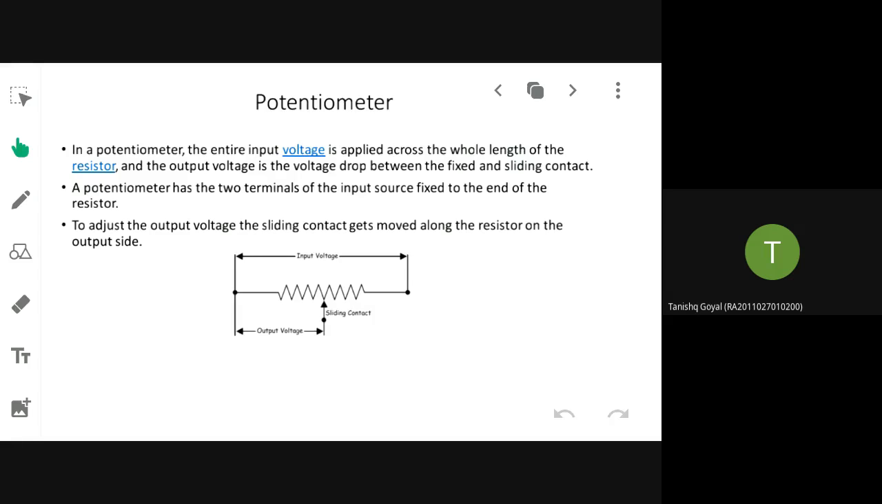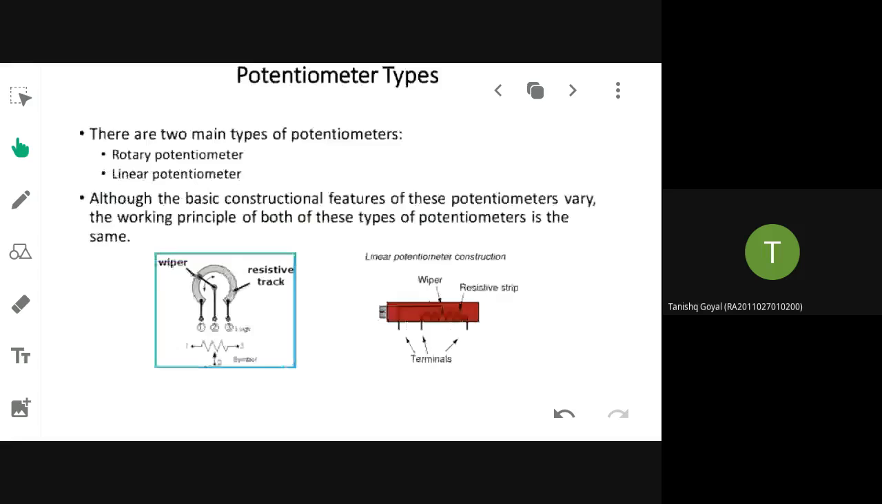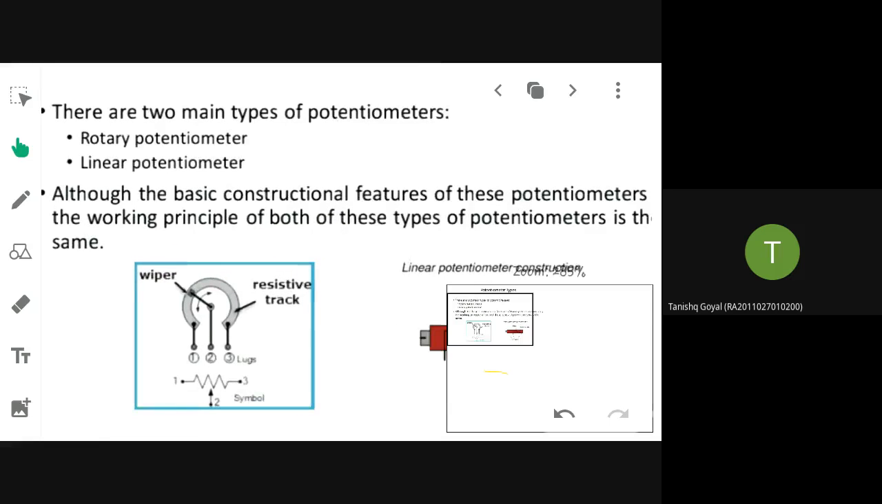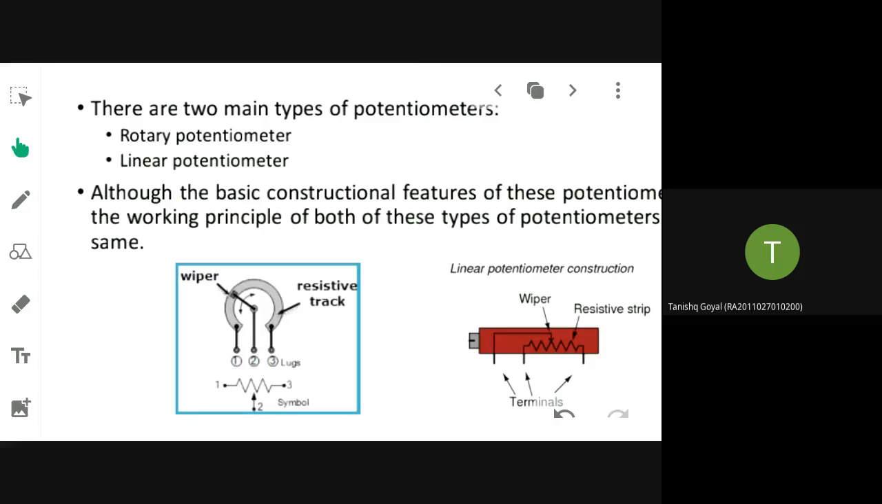Using the resistive effect only, that variable is being converted into an electrical signal. Which is the electrical signal here? Output voltage. So voltage is the electrical signal to which the physical variable will be converted. This is how a potentiometer works. There are two types of potentiometers actually, rotary and linear. The principle of operation is the same for both.